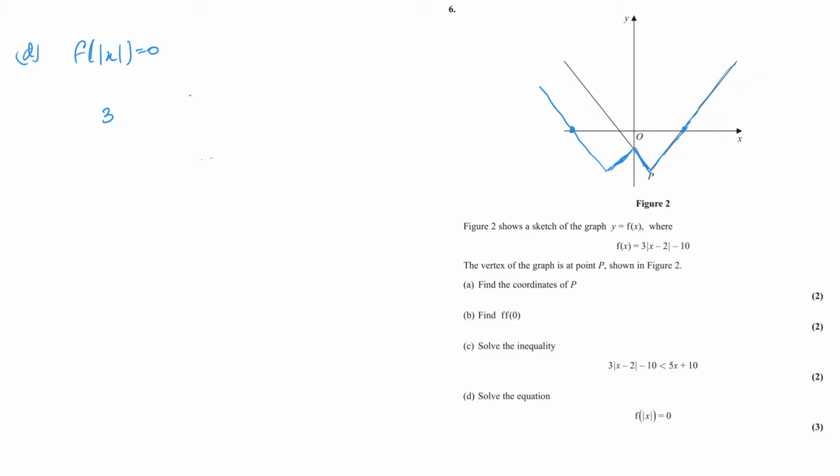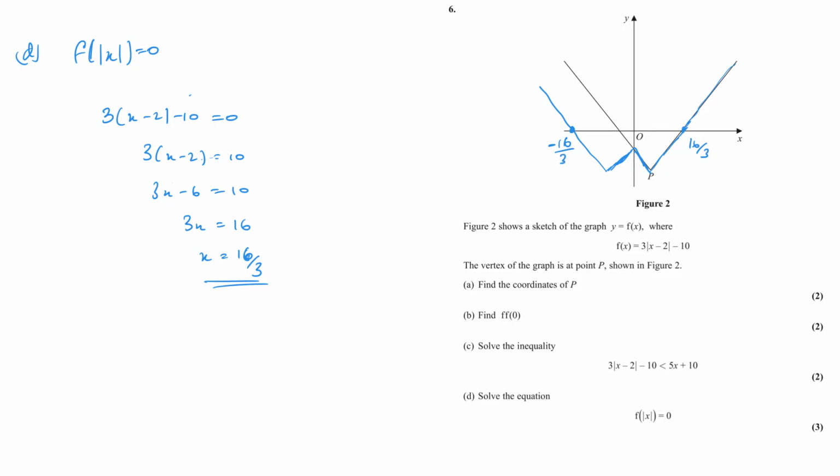So if I think of this 3 x minus 2 minus 10 equals 0, then I've got 3 x minus 2 equals 10, x minus 2 equals 10 over 3. Actually, I won't do that straight away. I'll do 3x minus 6 equals 10, 3x equals 16, x equals 16 over 3. Just because 10 over 3 plus 2, couldn't really do it in my head. So that's 16 over 3, which means this value is minus 16 over 3.